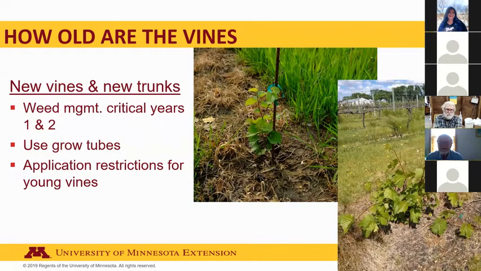So how old are the vines? Think about, are they new vines or do you have new trunks? If you just renewed new trunks, then you kind of need to treat those as new vines, because that's green tissue that can be negatively impacted by some of those herbicides if they're sprayed directly on them. I recommend using grow tubes, and then definitely pay attention to those age restrictions for young vines.